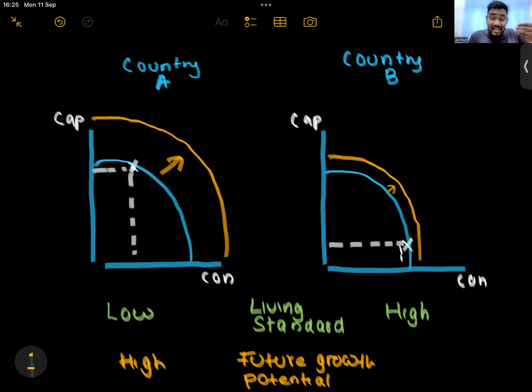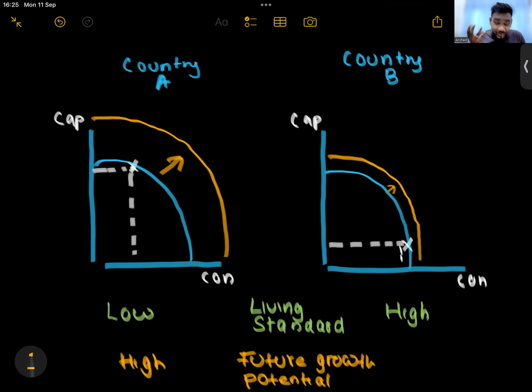So if you can sacrifice your current consumption, like country A is sacrificing their current consumption, as a result, they are able to grow a lot in the future. Okay. Country B, currently they are consuming a lot, so their future growth is very little.